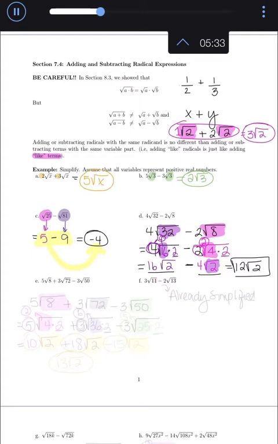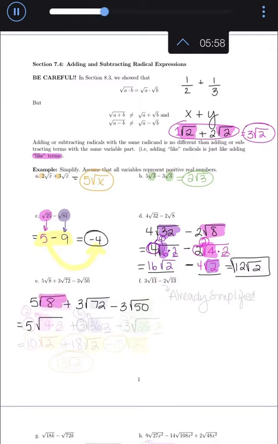Let's look at problem E. So on problem E, we have 5 square roots of 8 plus 3 square roots of 72 minus 3 square roots of 50. Let's see if, again, we've got 3 roots. If we can turn all 3 of them into like terms, that would be wonderful. So let's start with the square root of 8. That's probably our easiest one.